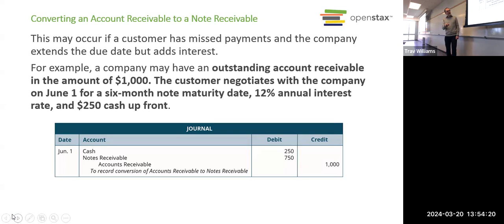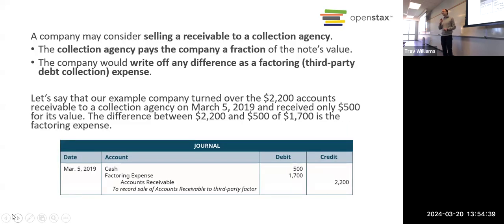They've signed a note for $750 and we clear off their account receivable. If they don't end up paying the note by whatever maturity date we established, we might convert it back to an account receivable and then we more aggressively try to collect from them. You can turn an account receivable into a note. You can also turn a note into an account receivable.